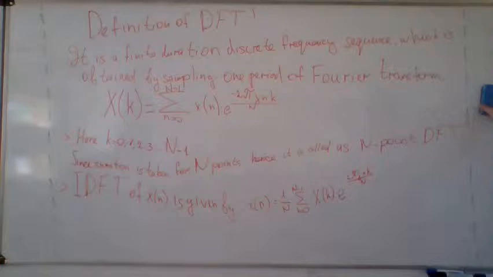In this formula, x[n] is a discrete sequence and X[k] is the discrete Fourier transform, where k goes from 0 to N minus 1. Since the summation is taken for N points, it's called the N-point DFT. Also, we have the IDFT, which is the inverse DFT, and we can denote it by the next formula.